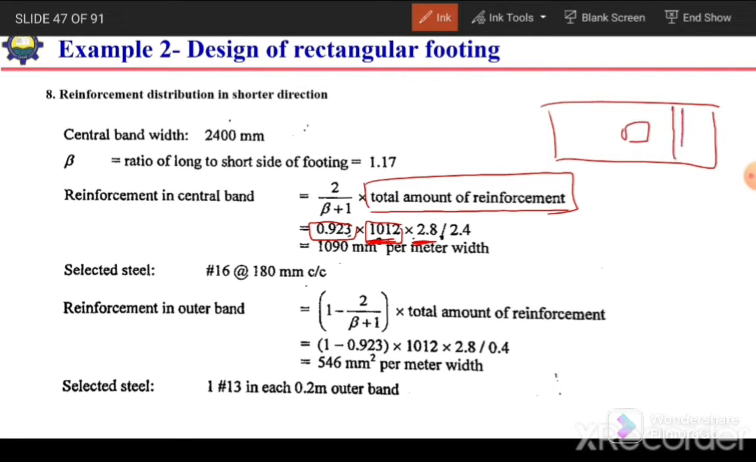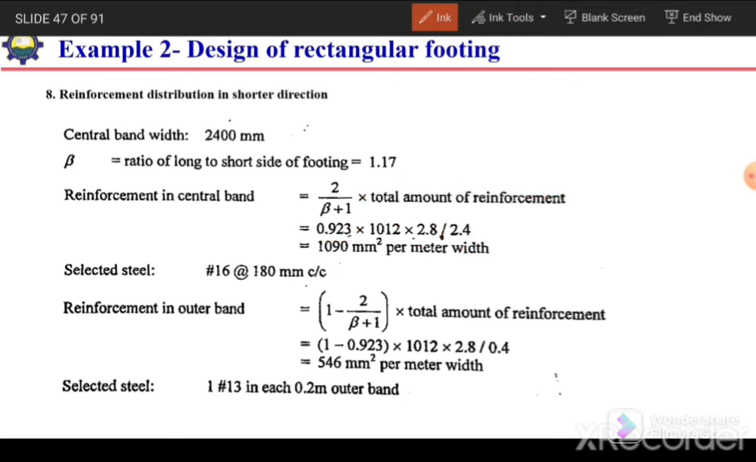Initially we calculated this value for unit width. So if we want to find the total reinforcement that needs to be provided in the shorter direction, we need to multiply it with this length, which is 2.8 meter. It will give us the value of total reinforcement to be provided in the shorter direction. And if we want to convert this into the reinforcement that needs to be provided in the unit width in the central band, for example, this is the central band, and the reinforcement to be provided in the unit strip of the central band, we need to divide it with the width of the central band.